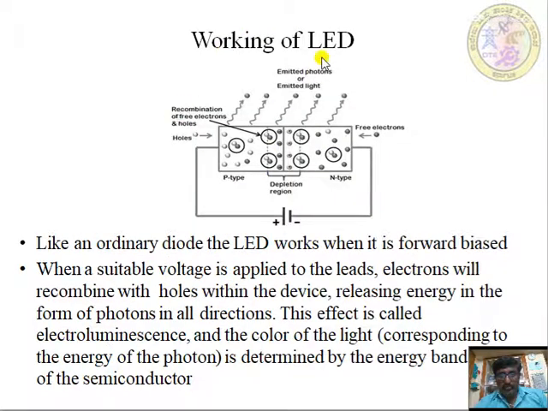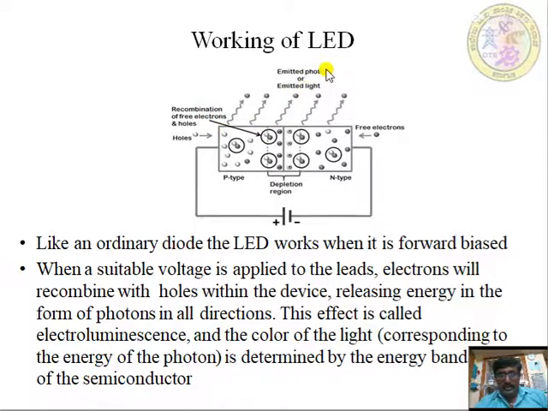Okay, so this one is the working of the LED. The P type has been connected to the positive terminal of the voltage source, and the N type has been connected to the negative terminal. So it is the forward bias condition. Here the depletion region is formed. So this one is the recombination of free electrons and holes.